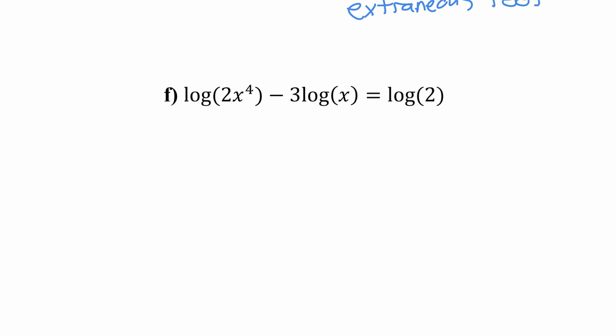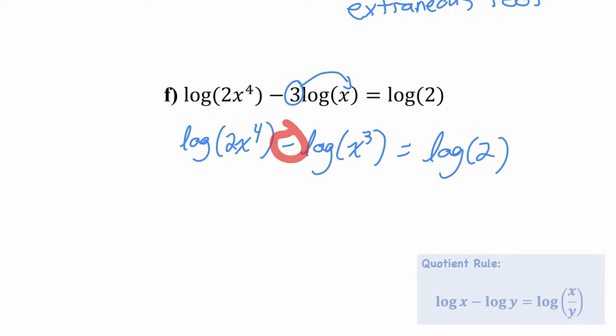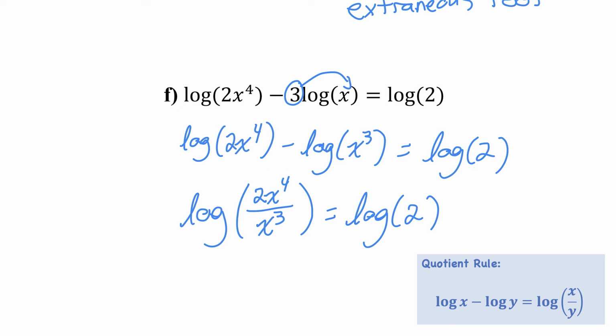F, I will start by writing that 3 as the exponent on that x. And now I can combine those two log expressions. They have the same base, and they're being subtracted, so I can write them as a single log by keeping the base and dividing the arguments. And now I have an x to the 4 divided by an x cubed.